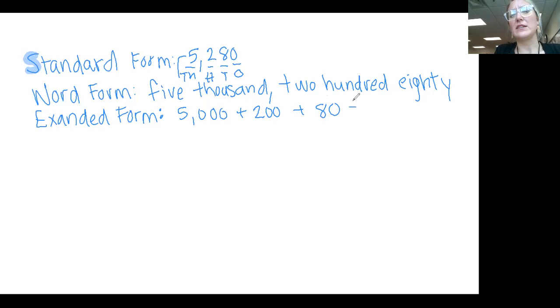Now, you could technically write a 0, but that doesn't mean anything. If I add 1 plus 0, it's still 1, right? So you don't need to have that. So I'm going to go ahead and erase it. That's expanded form.